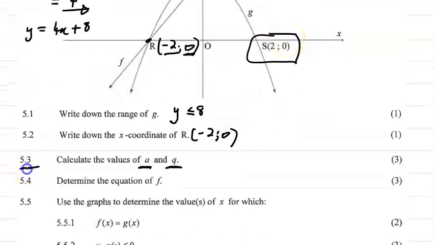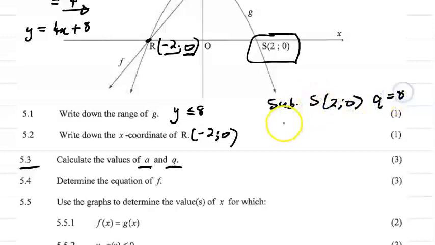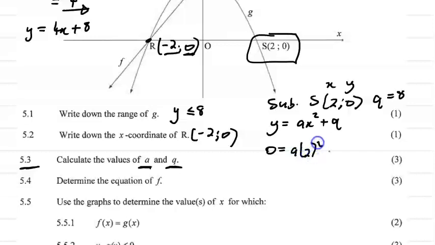So for 5.3, all you can do there now is substitute. You're going to substitute my 1 point there, which is S, 2 and 0, and I'm going to substitute q equals 8 in the standard form function y equals ax squared plus q. Remember that's your x and that's your y value. So you say 0 equals, we're going to solve for a here, a times 2 squared plus 8. So you've got negative 8 there. 2 squared is 4 for a. Therefore a is going to equal minus 8 over 4, which equals minus 2.